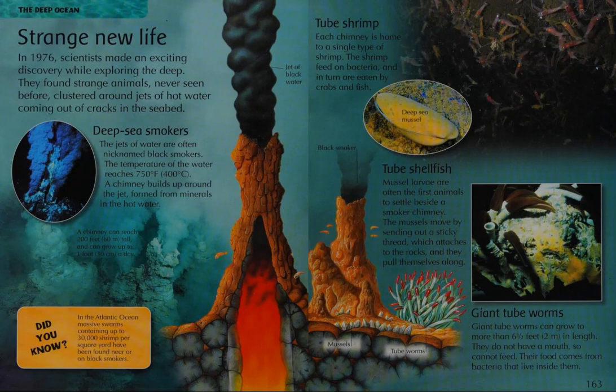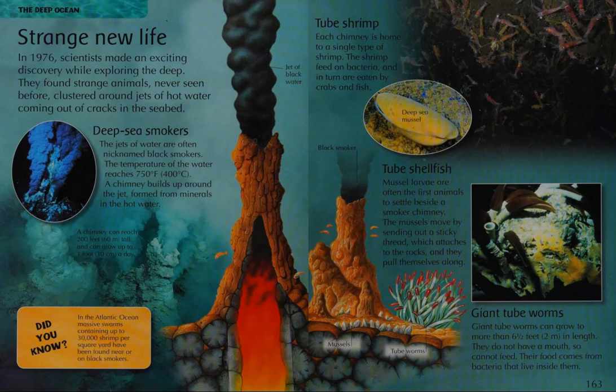Deep-sea smokers. The jets of water are often nicknamed black smokers. The temperature of the water reaches 750 degrees Fahrenheit, 400 degrees Celsius. A chimney builds up around the jet, formed from minerals in the hot water. A chimney can reach 200 feet, 60 meters, tall, and can grow up to 1 foot, 30 centimeters, a day. Jet of black water. Black smoker.